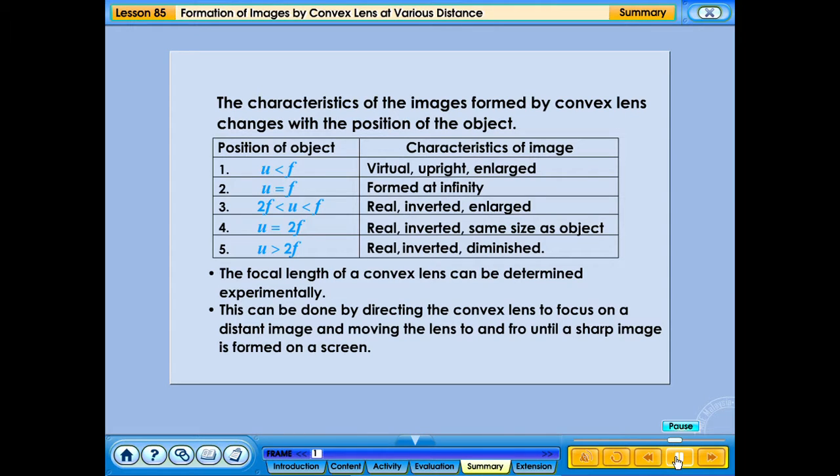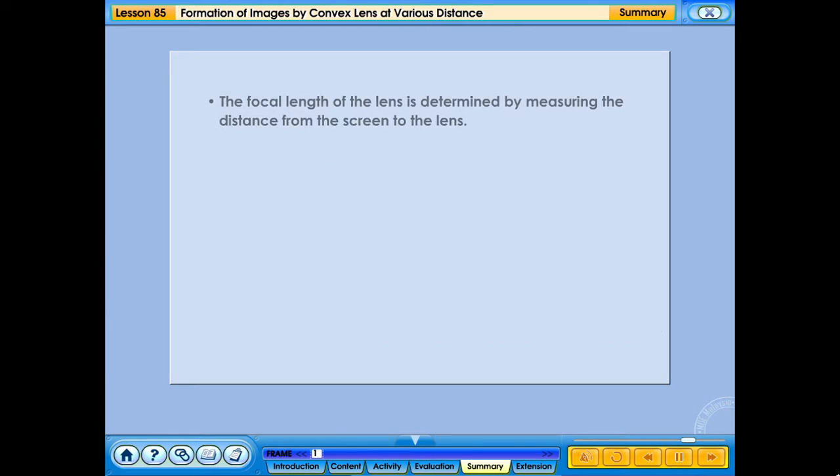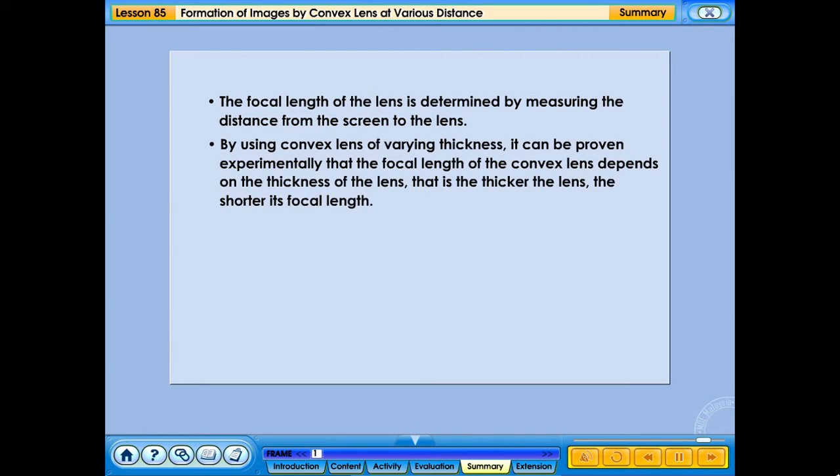Use the convex lens to focus on a distant image, moving the lens to and fro until a sharp image is formed on a screen. The focal length of the lens is determined by measuring the distance from the screen to the lens. By using convex lenses of varying thickness, it can be proven experimentally that the focal length of the convex lens depends on the thickness of the lens. That is, the thicker the lens, the shorter its focal length.